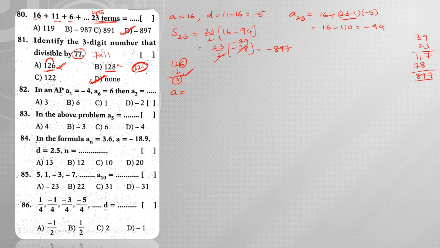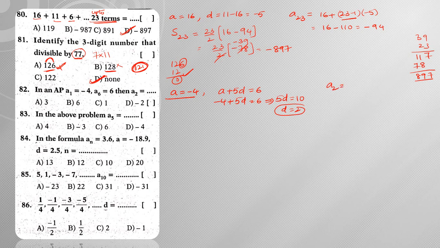Next, in an arithmetic progression, A1 is equal to minus 4, A6 is equal to 6. A1 is equal to minus 4 means A is equal to minus 4. A6 means A plus 5D, so A plus 5D is equal to 6. Already we know the value of A, so minus 4 plus 5D is equal to 6. From this, 5D is equal to 6 plus 4, which is equal to 10. D is equal to 2. We got D is equal to 2.